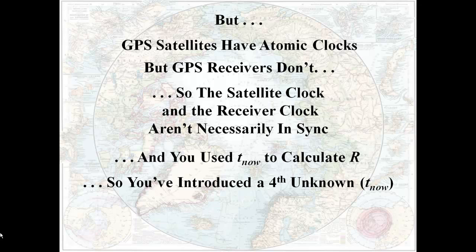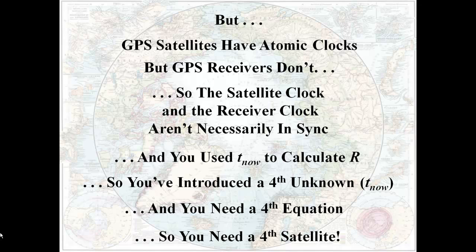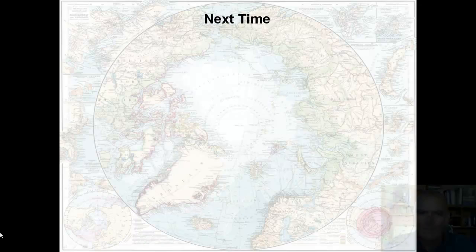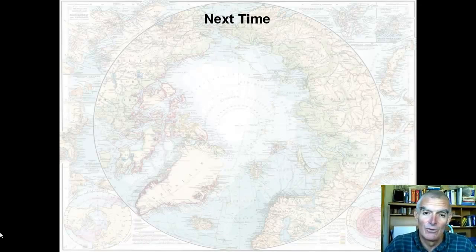We've got 3 equations. We're not going to be able to solve that, are we? How are we going to solve that? We need a 4th equation. We just have to have a 4th satellite. So in order to get good location information on your GPS receiver, you have to be able to receive the signal from 4 separate satellites. So in a nutshell, that's how GPS works.